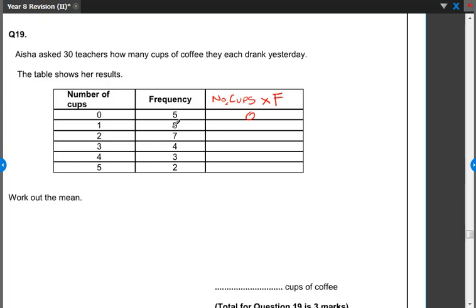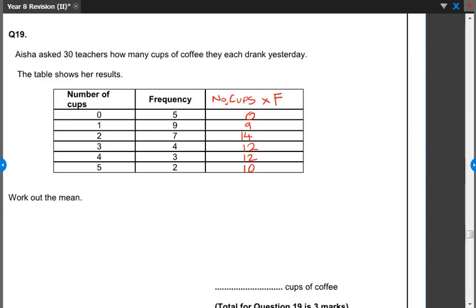times frequency. 9 times 1. 9 teachers had 1 cup of coffee, so the total number they drank was 9. 7 teachers had 2 cups, so the total number that they drank was 14. 4 had 3 cups, so 12.